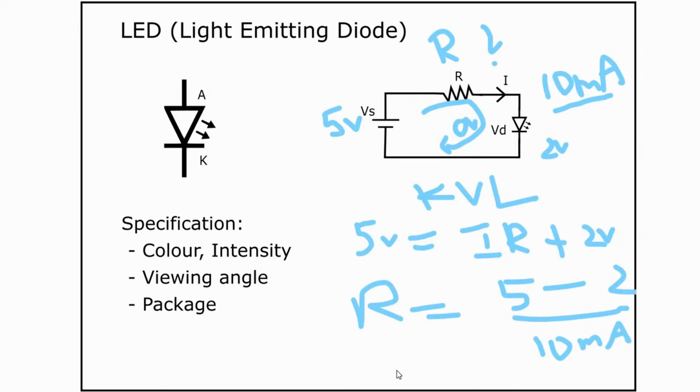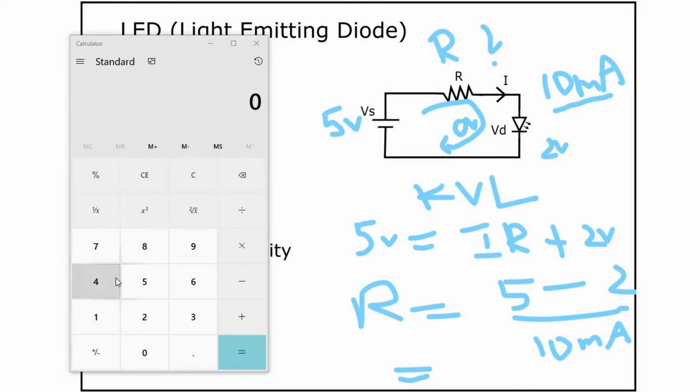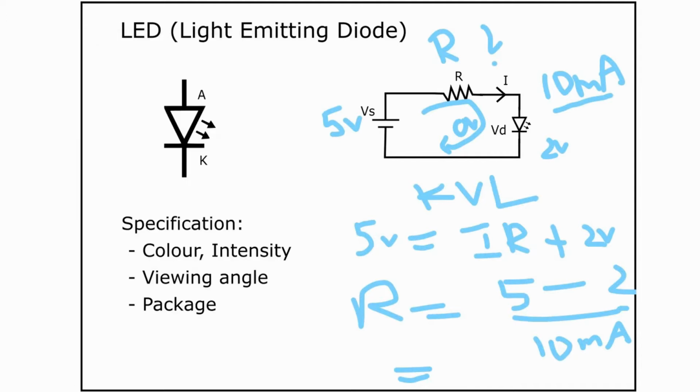So if you calculate, R will be equal to (5 minus 2) divided by 10 milliamps, which is 0.01, that is 300 ohm. So if you put a 300 ohm resistance, the current will be limited to 10 milliamps. We will need a 300 ohm resistance.